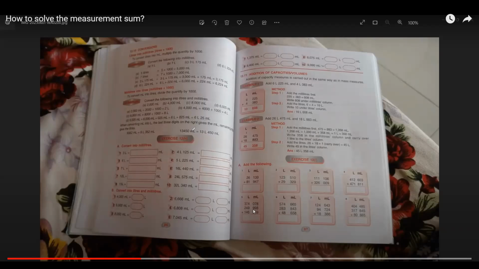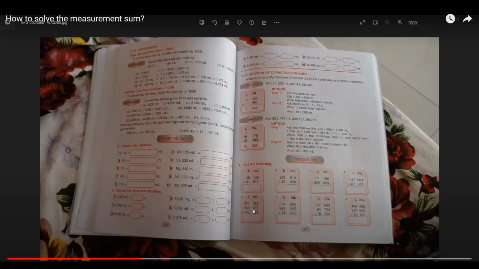111106. Okay. Four three seven 115. Very good. Tell me number four. 437 is liter. 115 is ml. Very good. Tell me the next one.